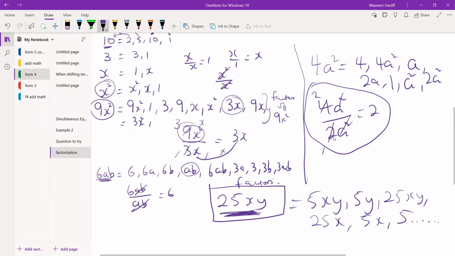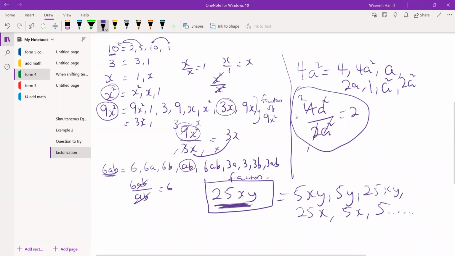When you finish checking everything on this page, just let me know so we could move on. So this is basically introducing the concept of factors. We know what a factor is and we're good to go.